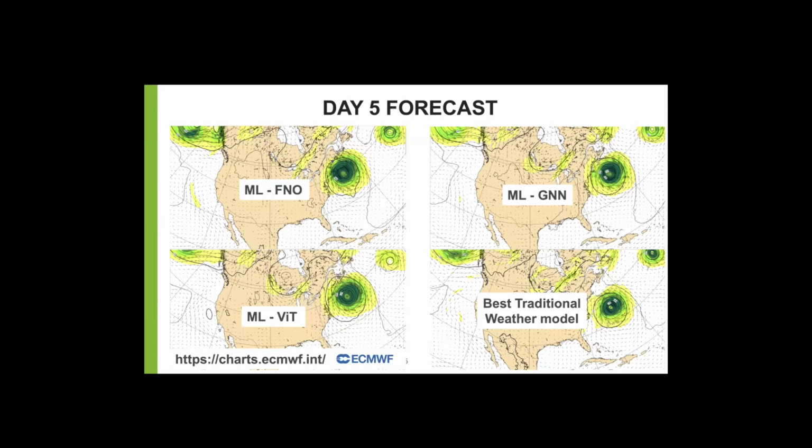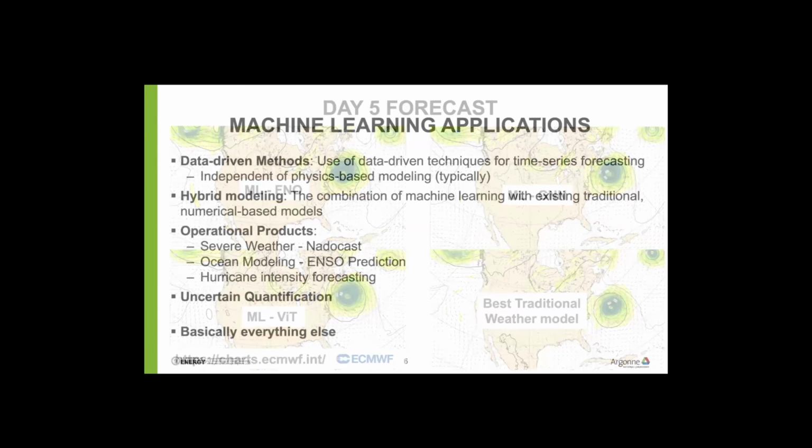We have a graph neural network from Google DeepMind that actually had better forecast skill for this particular hurricane than the best traditional model. And then we have a vision transformer that is also with very high skill. So it really is a monumental shift with what's going on with weather forecasting.